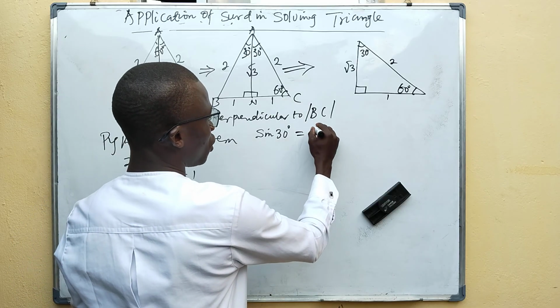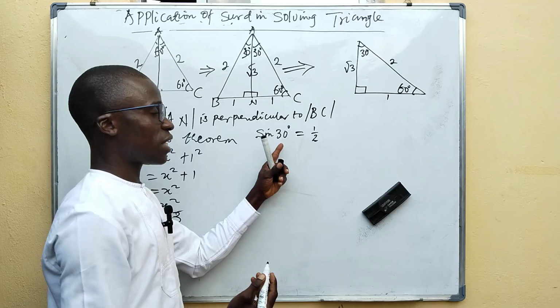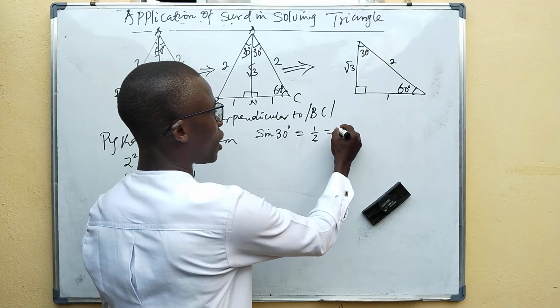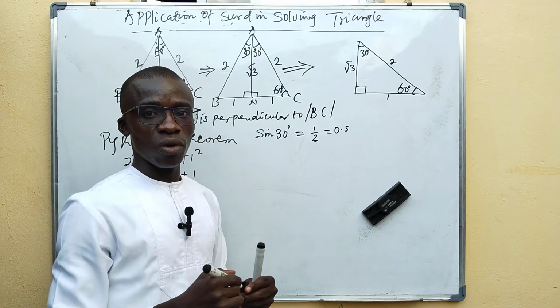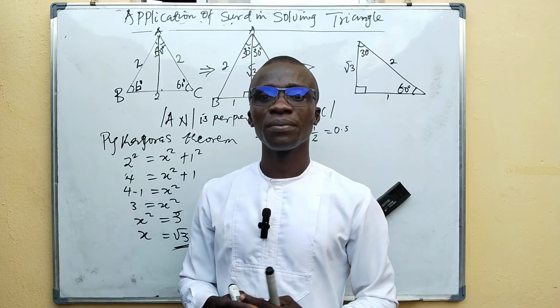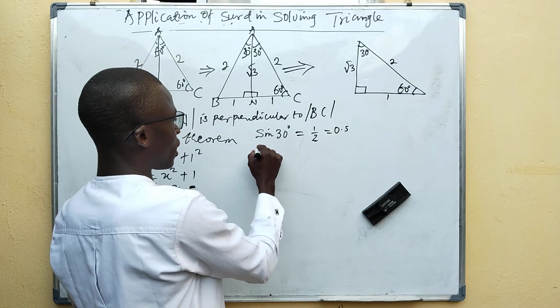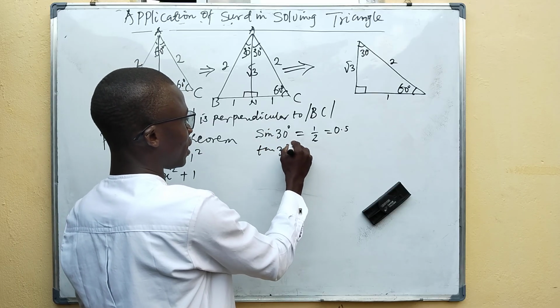And opposite over hypotenuse is 1 over 2. Okay, that is the equivalent value of sine 30, which in decimal will give you 0.5. That is exactly what it is. It is still the same thing. Now, when you get this, what will be tan 30 degrees?